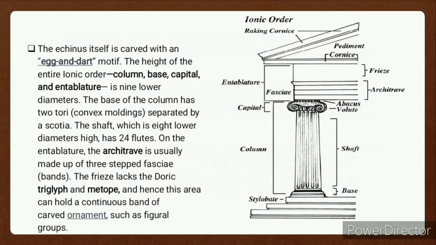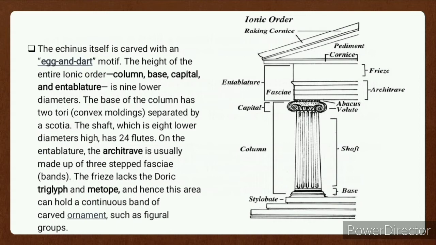The echinus itself is carved with an egg and dart motif. The height of the entire Ionic order, column, base, capital, and entablature, is 9 lower diameters. The base of the column has 2 tori separated by a scotia. The shaft, which is 8 lower diameters high, has 24 flutes. On the entablature, the architrave is usually made up of 3-step fasciae.